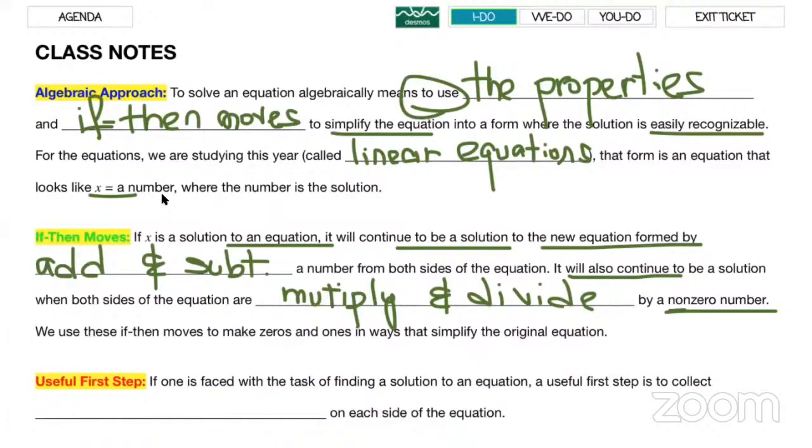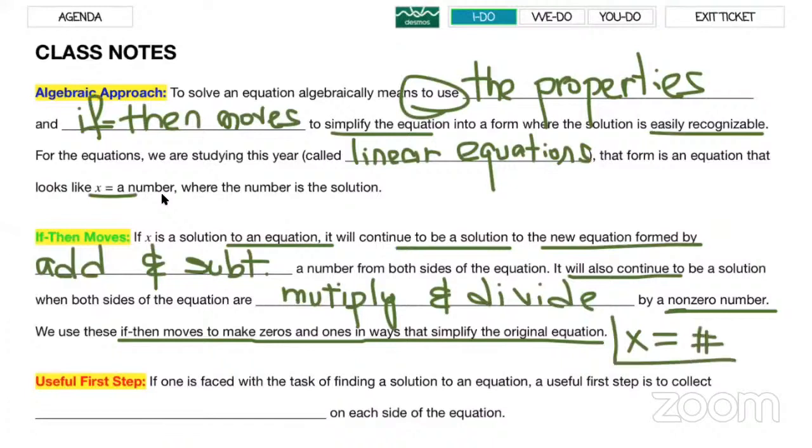So we use these if-then moves to make zeros or ones in ways that simplify the original equation until it is in the form of x equals a number, okay? So that's the simplest form. That's the original form of the equation, or the core of the equation, you could also say.